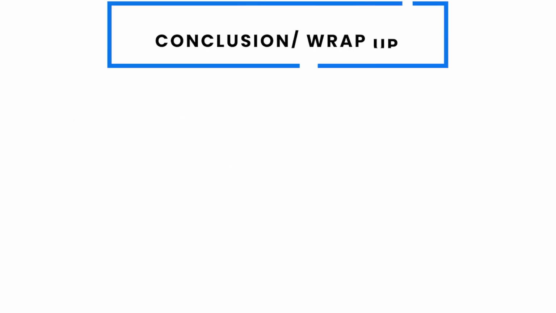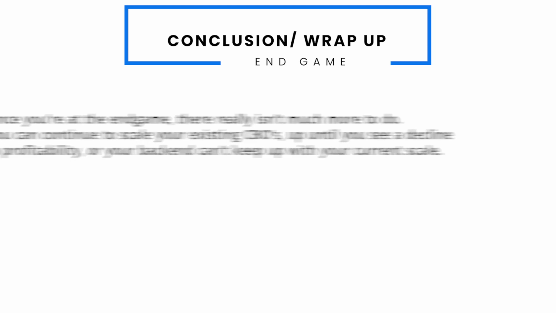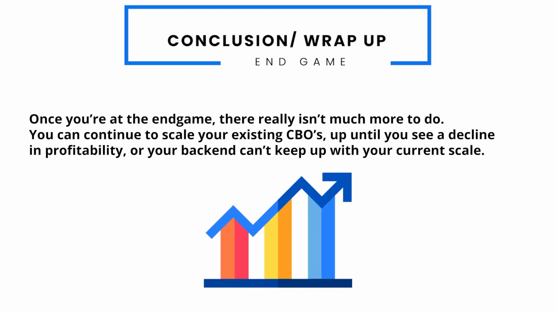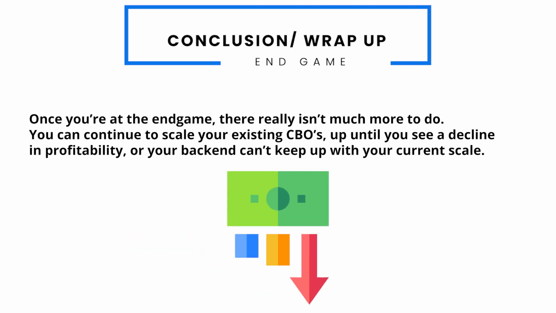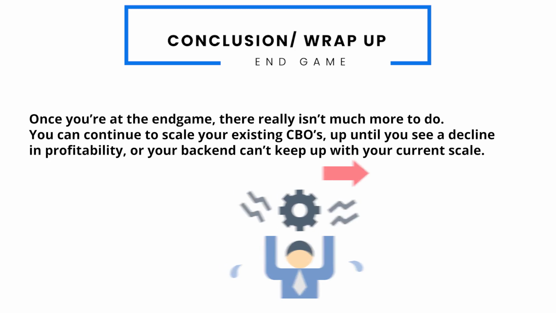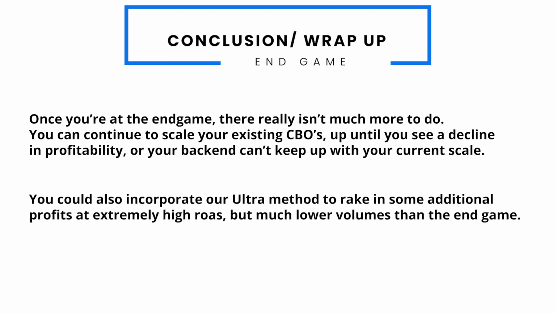Alright guys, that's about it when it comes to the end game. Once you're at the end game, there really isn't much more to do. You can continue to scale your existing CBOs up until you see a decline in profitability or your backend just can't keep up with your current scale. Now you could also incorporate our Ultra method to rake in some additional profits at extremely high ROAS, but it'll also deliver you lower volumes than the end game.